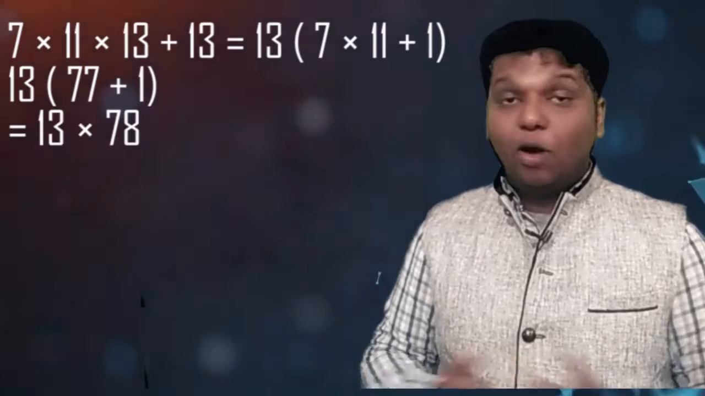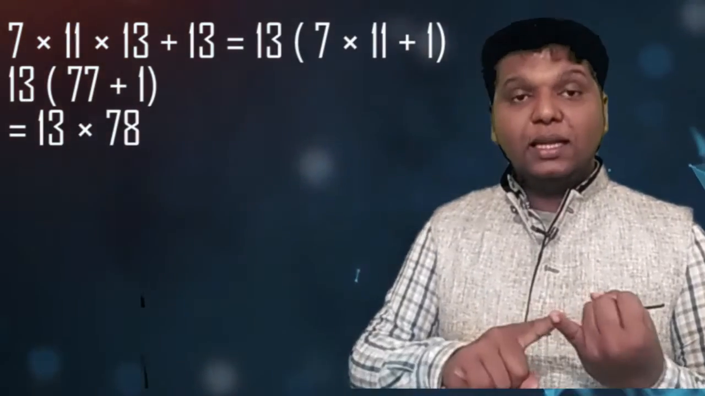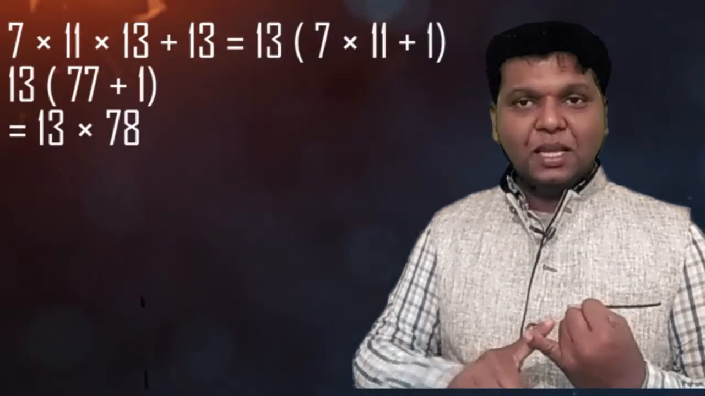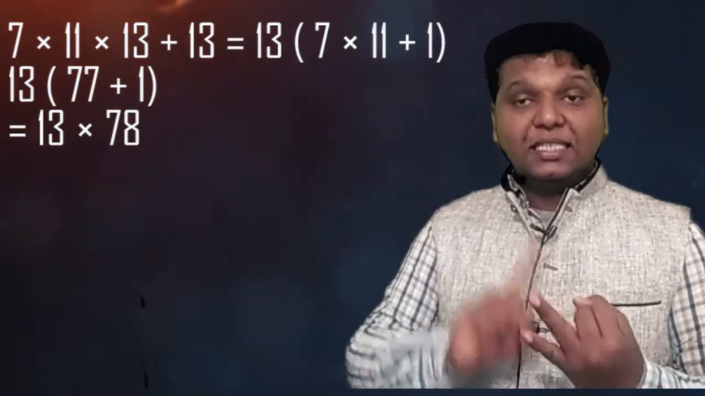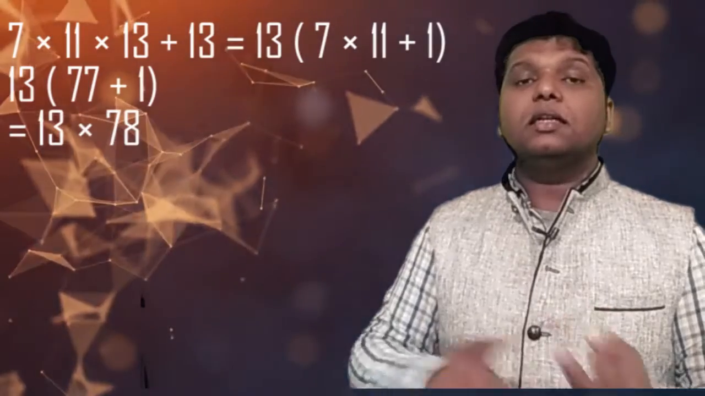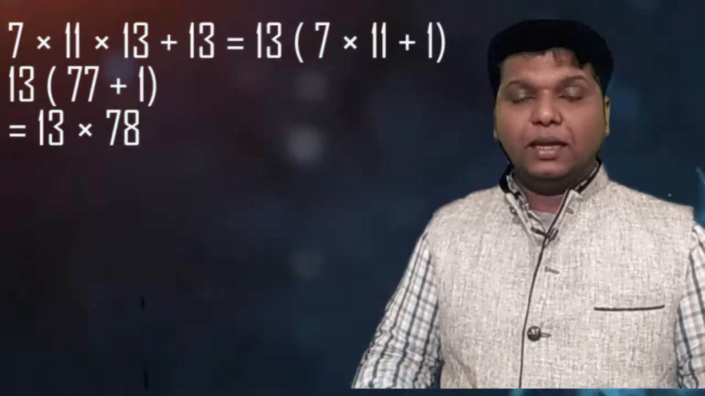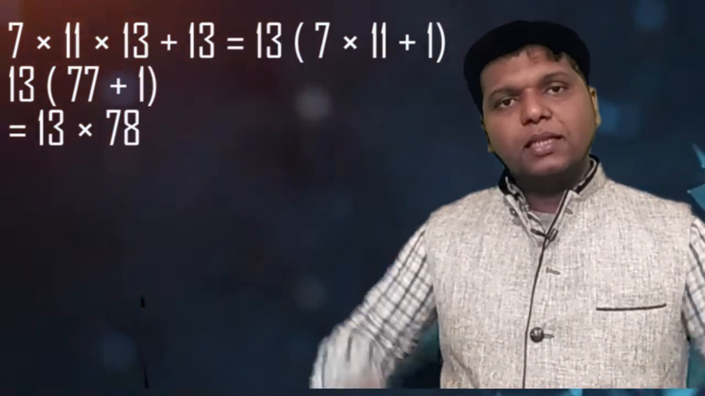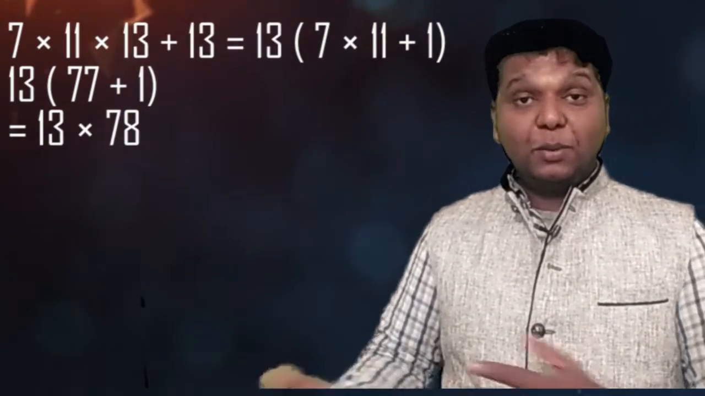Now tell me, how many factors does that number have? Already 13 is one of its factors. Another one, 78, right? 78 is one of its factors. 13 is also another factor. So that means it's a composite number. It's clear. What about the next question?